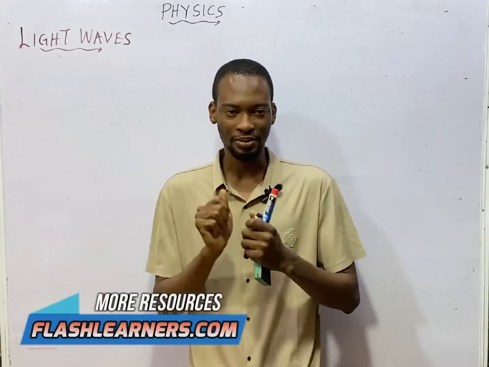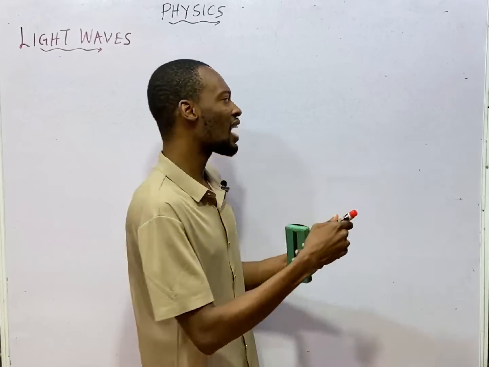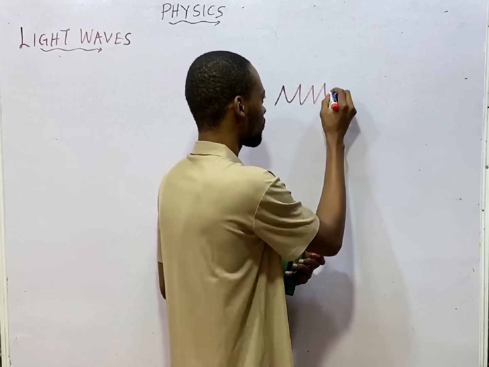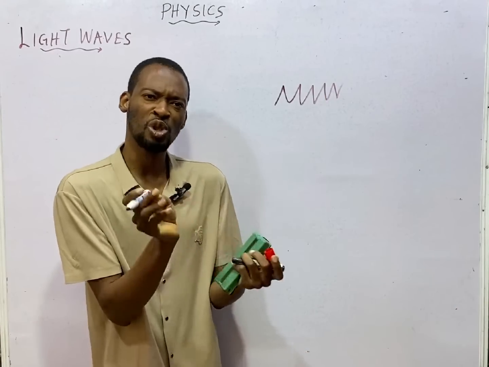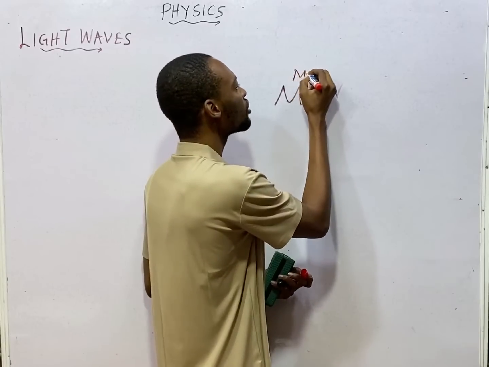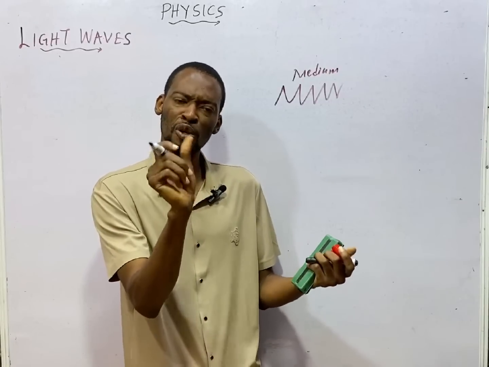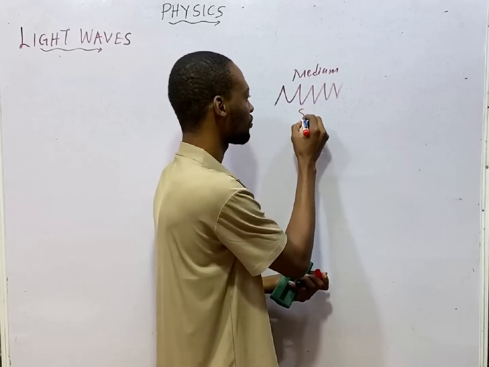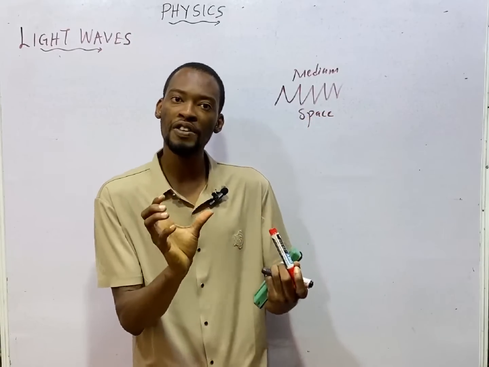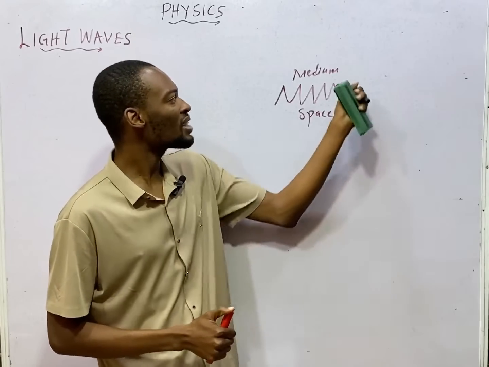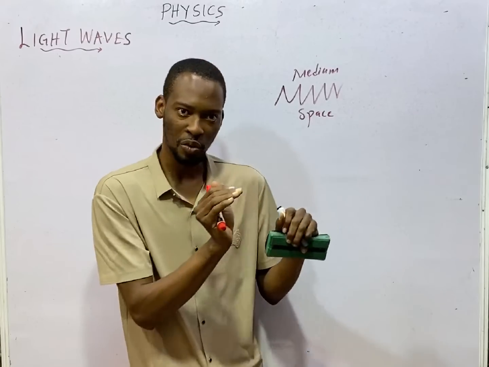Ladies and gentlemen, I said earlier that waves are disturbances. These disturbances can either have the ability to travel through a material or through a medium, or they have the ability to travel through space. Which means we have two types of these waves: the ones that require material or medium to pass through, and the ones that do not require.